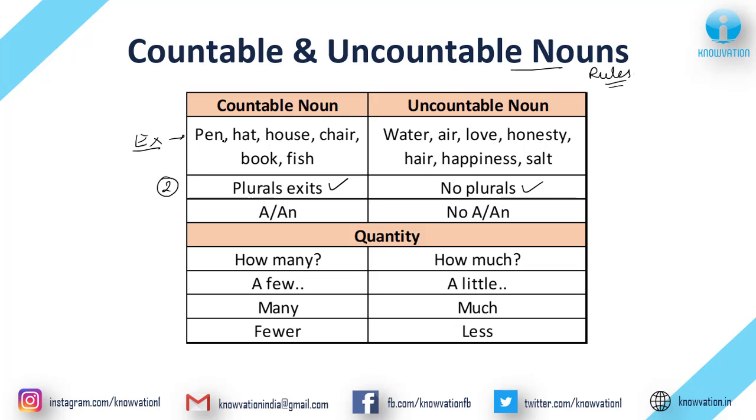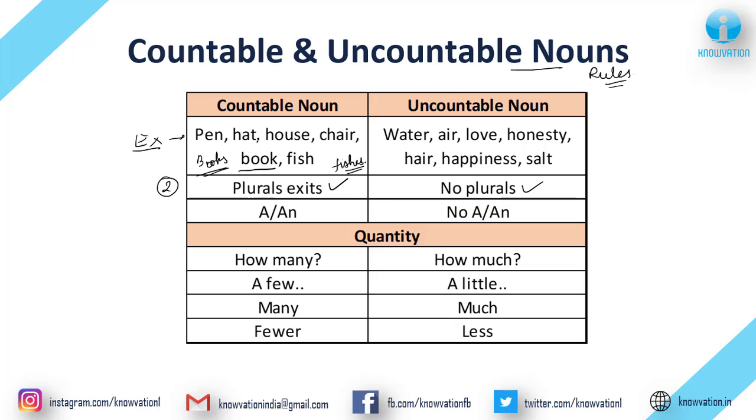Let's take an example of a countable noun. I can say, for an example sentence, there are so many books in the library. So what I'm doing basically is just adding one s here. It becomes the plural of book. Similarly, I can say there are so many fishes in the ocean. So fishes can also be put into plural form.